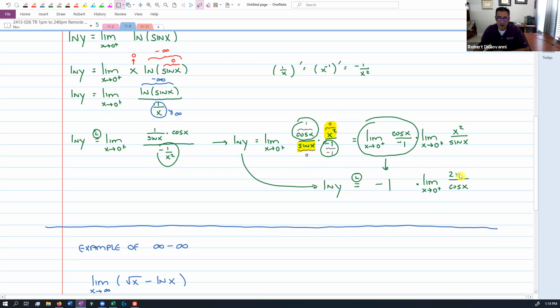And you get 0 on top, and you get 1 on the bottom, right? 0 over 1, that's okay. 0 over 1 is 0. So we get here natural log y equals -1 times 0, which means that natural log of y equals 0.